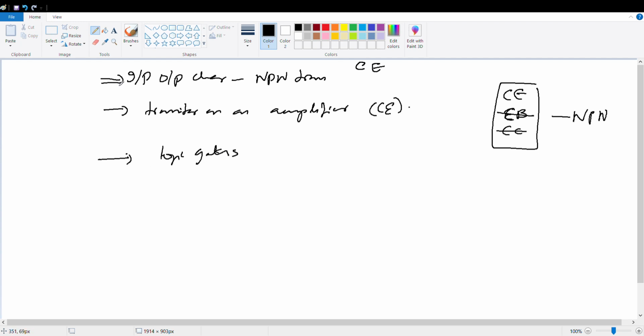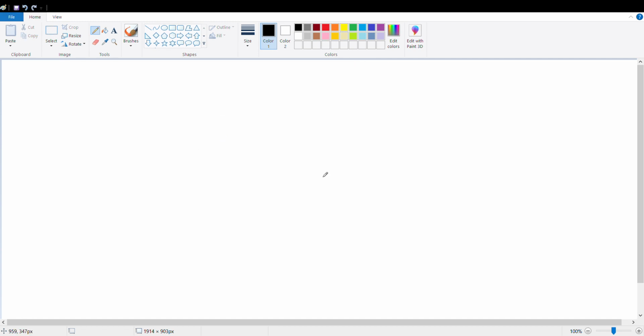So we are left with three portions: input and output characteristics of the NPN CE transistor, how the transistor is used as an amplifier, and what logic gates are. We'll study the AND gate, NAND gate, NOR gate, NOT gate, all that. Everybody is clear? Yes, sir. Okay, so coming to the first topic, input and output characteristics of a transistor.